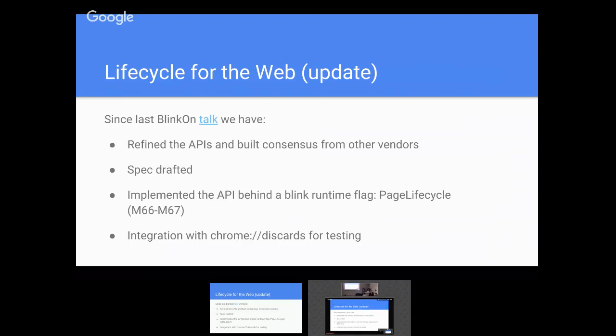Also, since we are doing more proactive discarding of the tabs, and we're also doing something we're going to be calling freezing, we want to be able to inform the web developers that their pages are getting discarded and frozen. Shubhie had a draft at the last BlinkOn for what we had in mind for the lifecycle API. Since then, we have refined this API a lot. We have a spec drafted and hopefully will go out soon. According to the APIs that we have in mind, we currently have an implementation behind a flag that you can try now. I will show you in a demo in a second how to try it for yourself. The last thing we did is that we also integrated it with Chrome Discard so that you can go ahead and test it on your own personal website and see how it works.